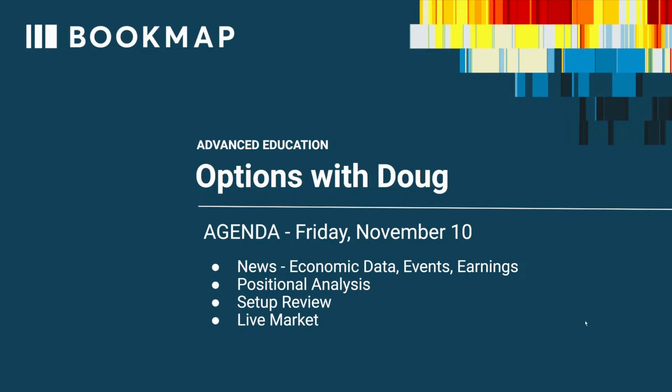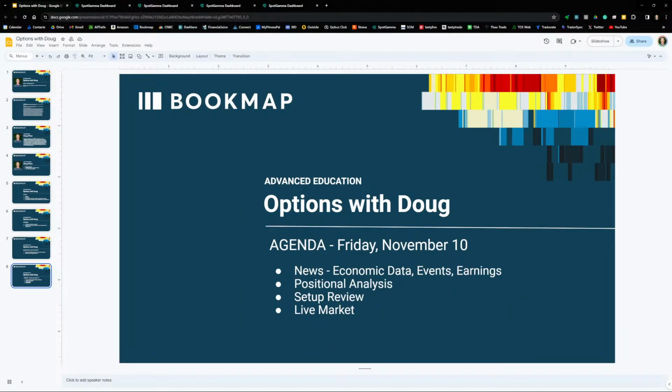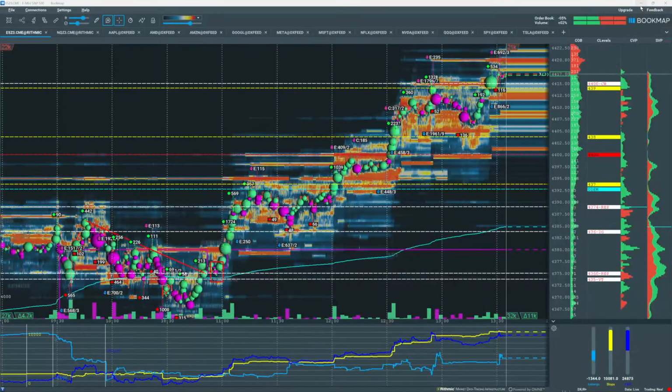All right, let's start with positional analysis now. So let's go to the S&P 500. I want to start with the S&P 500, and very interesting today. I didn't expect such a strong rally, but anyway, now SPX is trading above its call wall. We'll talk more about that in just a moment.